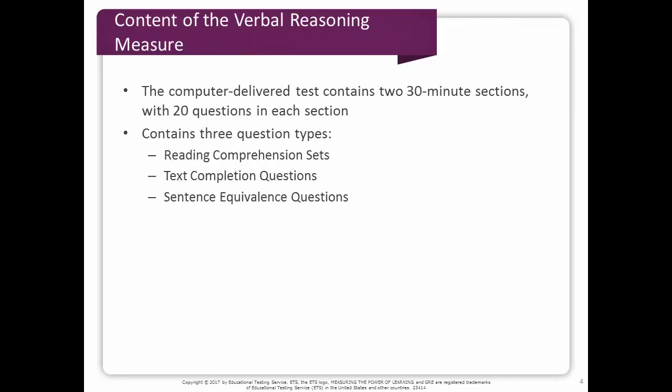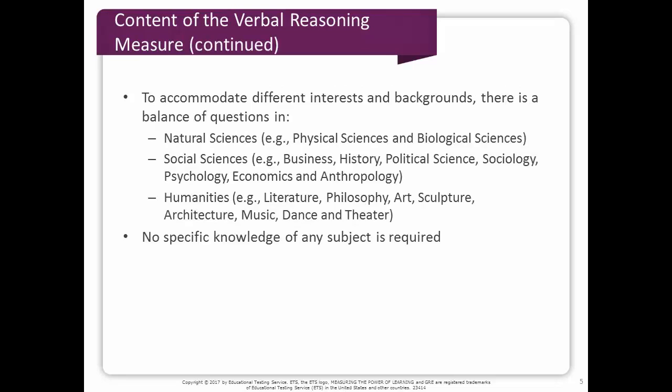The computer-delivered test has two 30-minute sections with 20 questions in each section. There are three question types: reading comprehension sets, text completion questions, and sentence equivalence questions. The questions cover a variety of different fields, including the natural sciences.